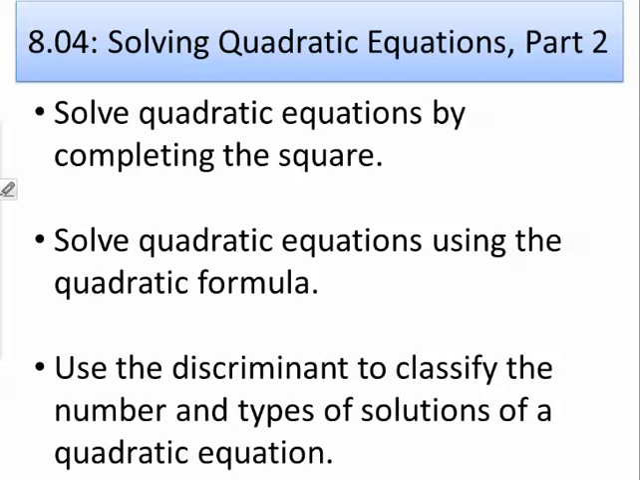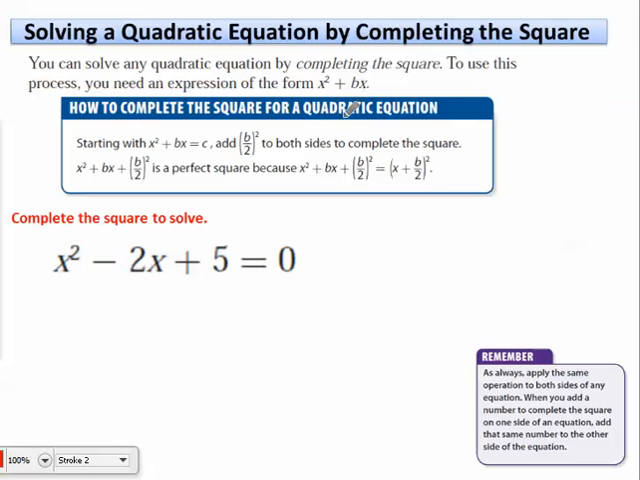So what are we looking at today? Today we're looking at 8.04. We're going to solve some quadratic equations using completing the square. We're going to solve them by using the quadratic formula, and then we're going to talk about a thing called the discriminant to help classify the number and types of solutions that we could be looking at. Okay, so we're going to be looking at that as well.